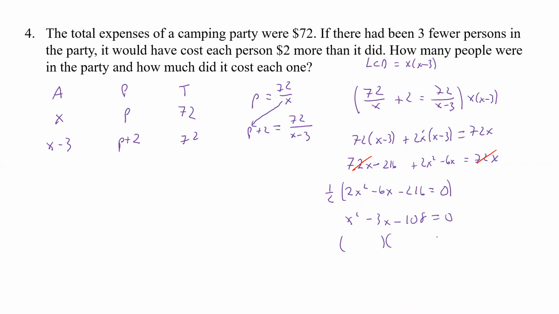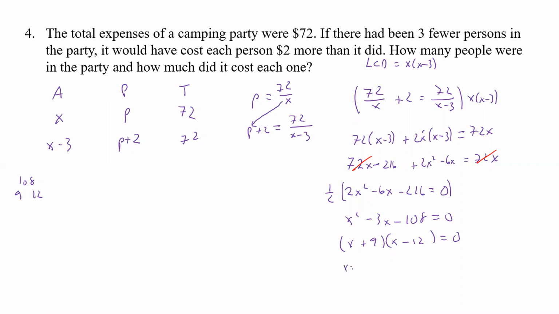And now I can go ahead and factor that. So I'm going to look for 2 factors that are going to multiply to 108, but when we subtract them, we get 3. So it's divisible by 9. So let's see, 108 and 9 times 12. 12 minus 9 is 3, so that will work. So let's say x plus 9, x minus 12.